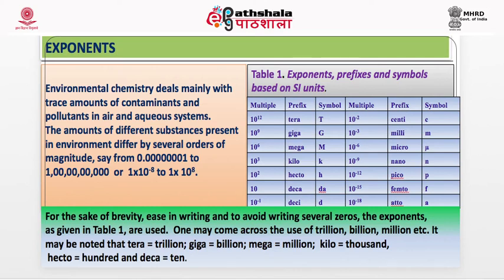Now the smaller units on this side. 10 to the power minus 2 is centi. 10 to the power minus 3 is milli. 10 to the power minus 6 is micro. The symbol is mu. 10 to the power minus 9 is nano. The symbol is N. 10 to the power minus 12 is pico. The symbol is P. 10 to the power minus 15 is femto. The symbol is F. And 10 to the power minus 18 is atto, A. Normally, in environmental chemistry, we use symbols up to this point only.